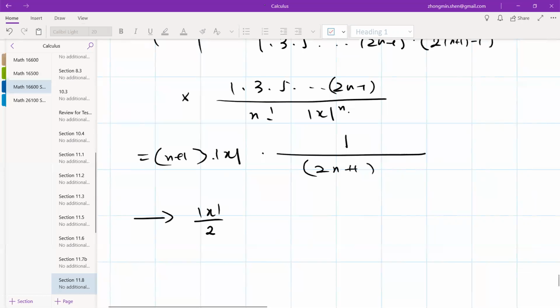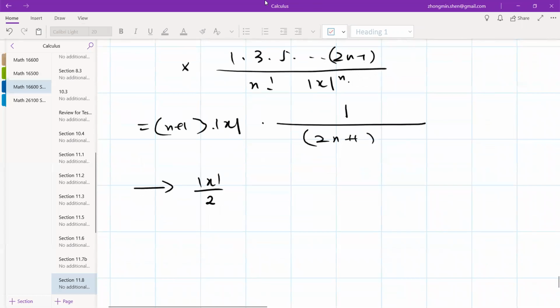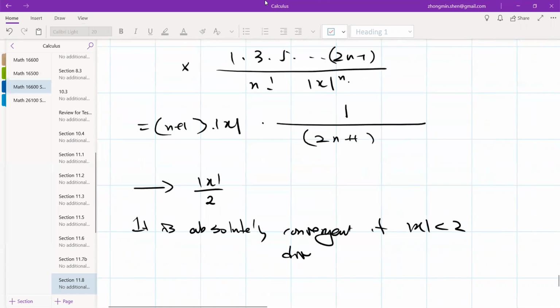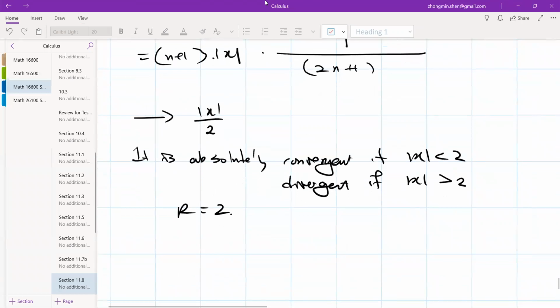So clearly, when it's convergent and when it's divergent, right? It is absolutely convergent if absolute value of x is less than 2. Divergent if absolute value of x is greater than 2. All right, so the radius of convergence is 2, but what happens at the endpoints? That is a pretty tricky problem.